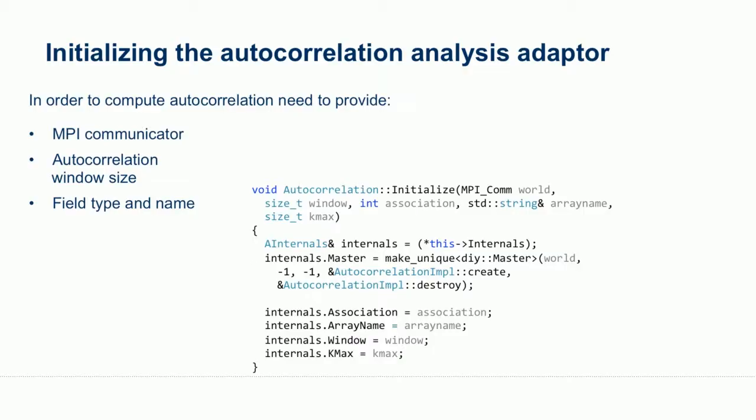So far what we've done is we've looked at the data adapter. The data adapter is what converts data from the mini app into our data model. And we've looked at the bridge. The bridge is what manages the execution and drives and pushes data through Sensei. Now we're going to look at the analysis adapter in depth. The analysis adapter is what actually processes the data. We have analysis adapters for Catalyst and Libsim. Autocorrelation is an example of a special, one-off, you might say, to do a different type of analysis.